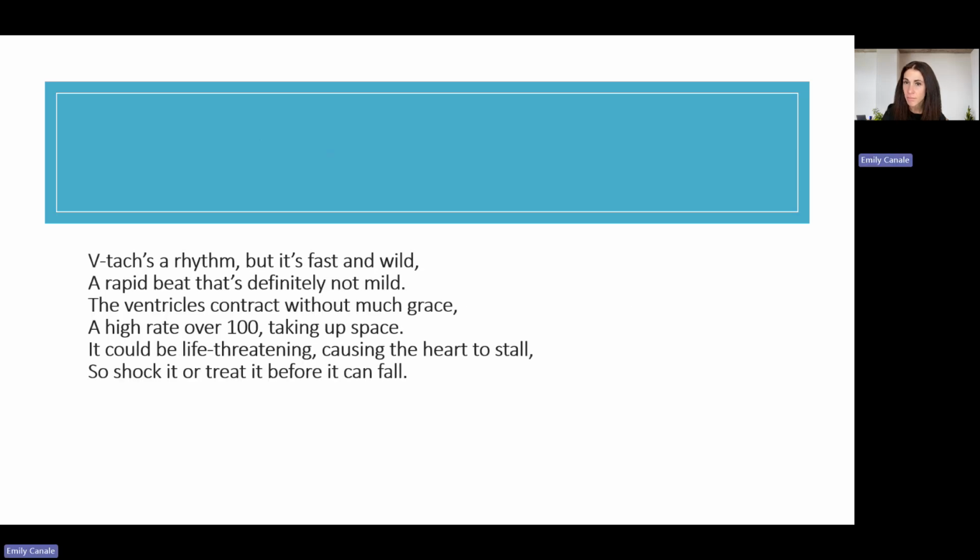So VTach's a rhythm, but it's fast and wild, a rapid beat that's definitely not mild. The ventricles contract without much grace, a high rate over 100, taking up space. It could be life-threatening, causing the heart to stall. So shock it or treat it before it can fall.